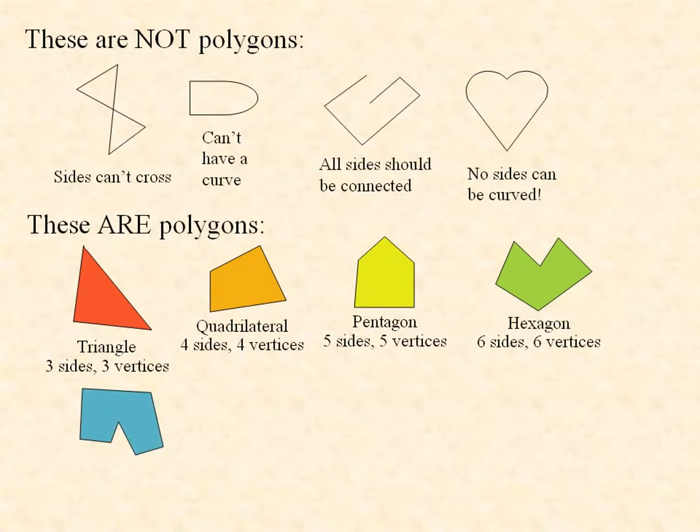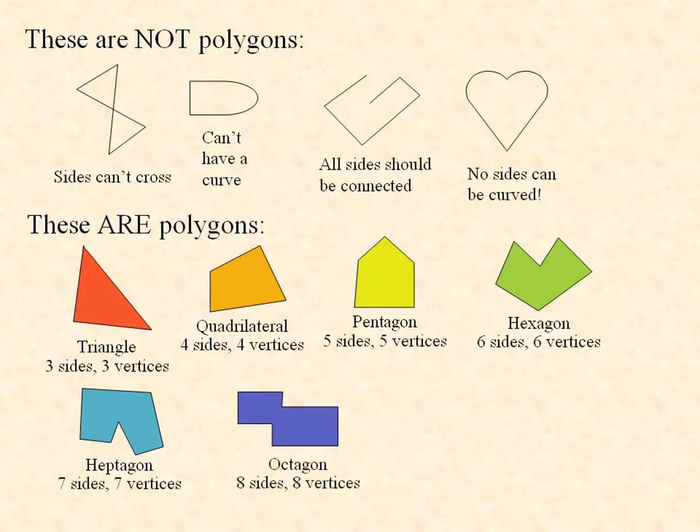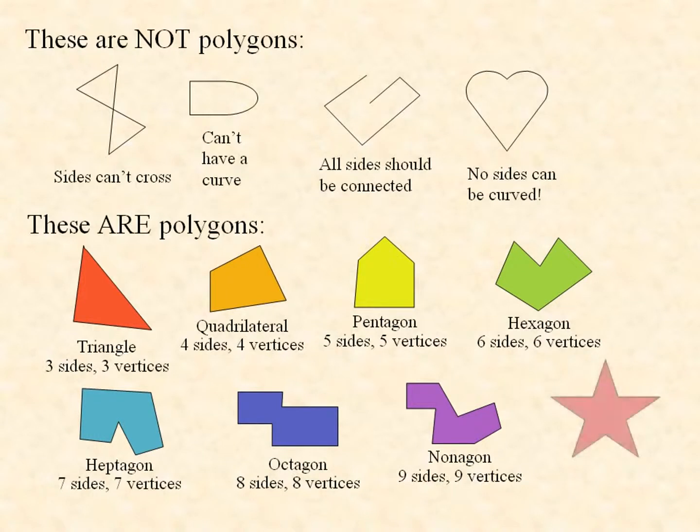Heptagon, 7 sides, 7 vertices. Octagon, 8 sides and 8 vertices. Nonagon, 9 sides and 9 vertices. And a decagon, which has 10 sides and 10 vertices. You're learning to count in Greek.